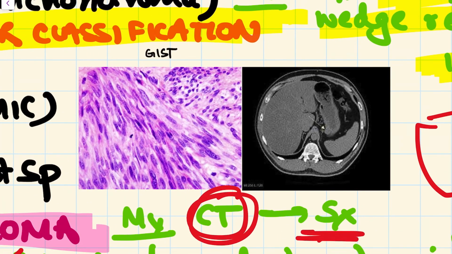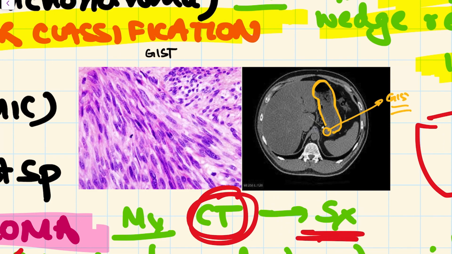So GIST, right? How will it appear on the CT? This is a stomach. Okay, so say it will be protruding out. So this is a GIST. This is a very classical diagnosis of GIST on CT, right? You can see it here, this small thing, which is an exophytic growth. This is GIST.